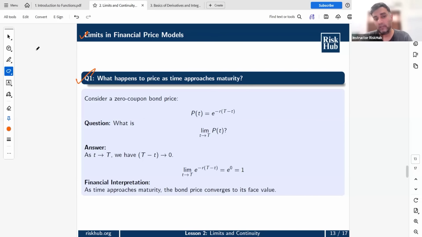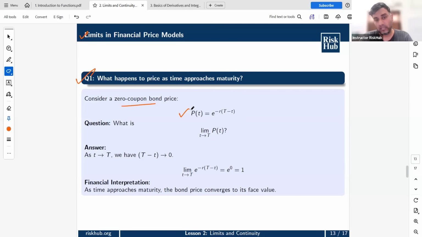Now, what happens to bond price as time approaches maturity? Consider a zero coupon bond price. Zero coupon bond means that there are no coupon payments, only one payment at maturity. So face value is 1. Then the bond price formula is P(t) equals exponential of minus r times (T minus t), where r is the interest rate, T is the maturity time, small t is your current time.